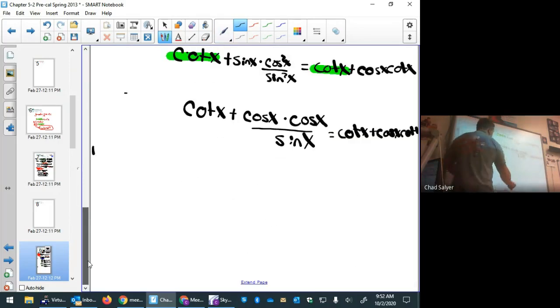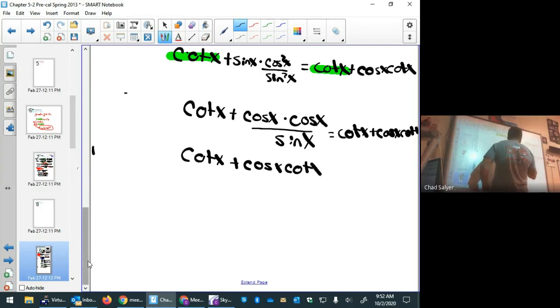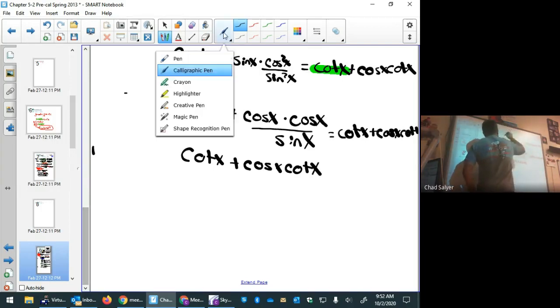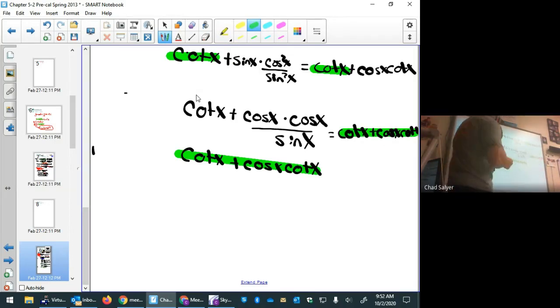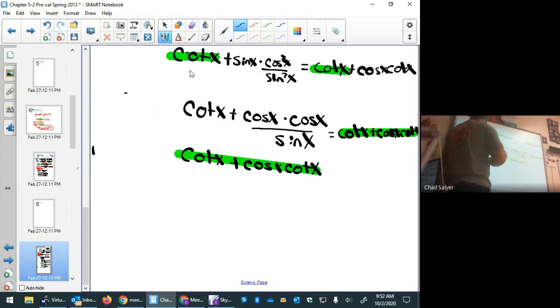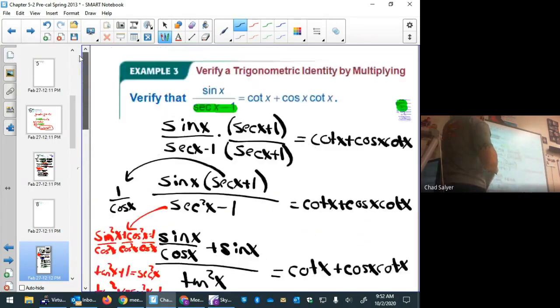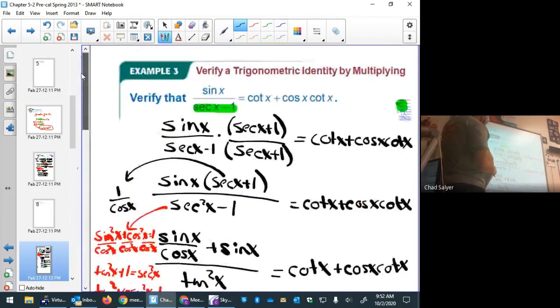So finally, cotangent x plus cosine x, and another way to say cosine over the sine is cotangent x, and we have done it. So this is the same as the right side of the equation, and we have verified that the original relationship is an identity. In other words, it's something that's always true. Algebraically, we simplified the left and made it into the right.